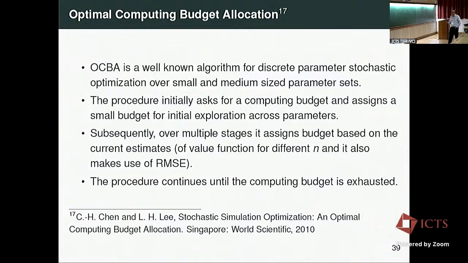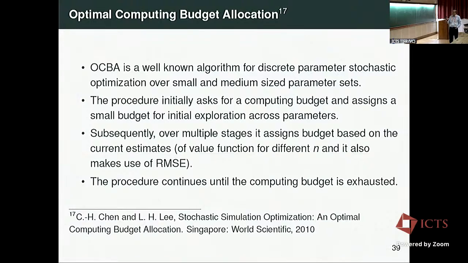This was published in a paper in 2010. I think there's a book actually, and there are also papers around it. It is a ranking and selection based procedure. What you do is you try to estimate the objective function for every single value of the parameter. The procedure works in the following manner: you assign some computing budget and say that, for that particular computing budget, I want to judiciously allocate that budget to these various competing alternatives. You assign a small budget initially for exploration across parameters, and over multiple stages you narrow down your search to parameters that appear more interesting. You assign more and more budget to those estimates, and ultimately that converges.